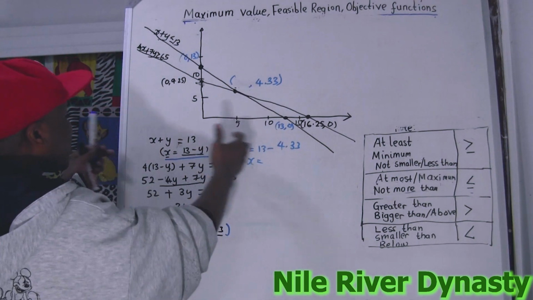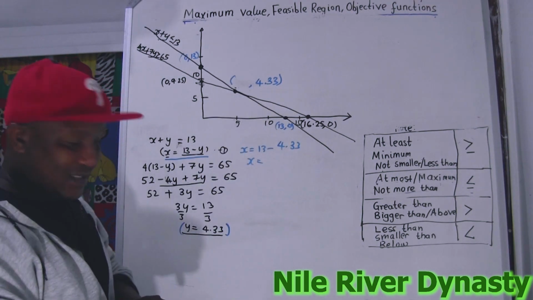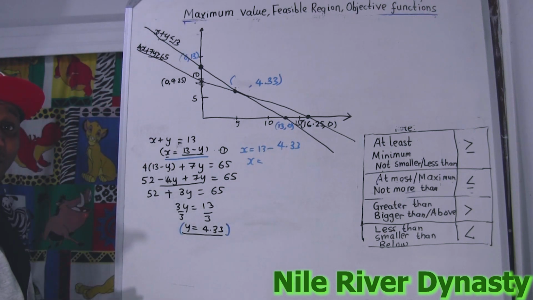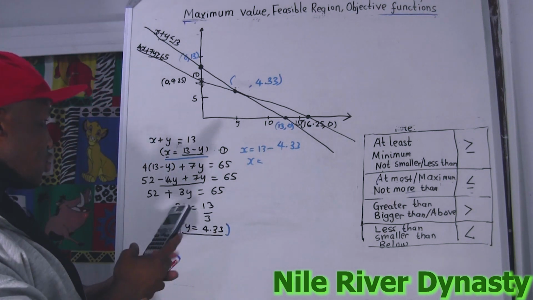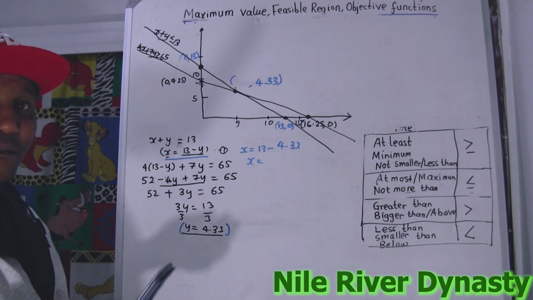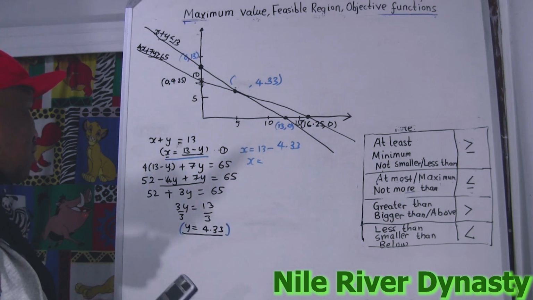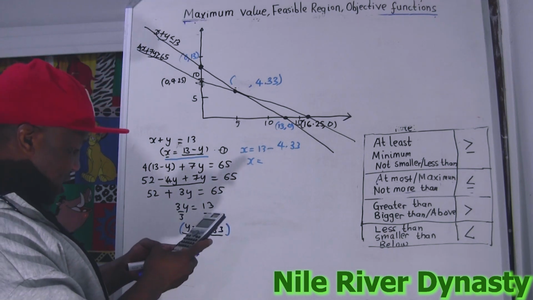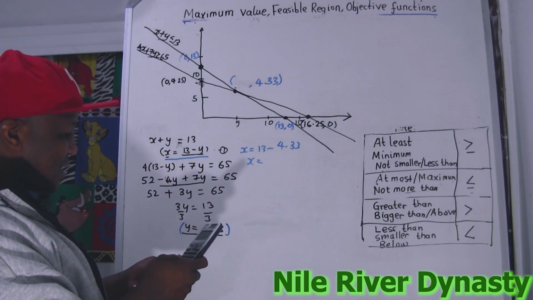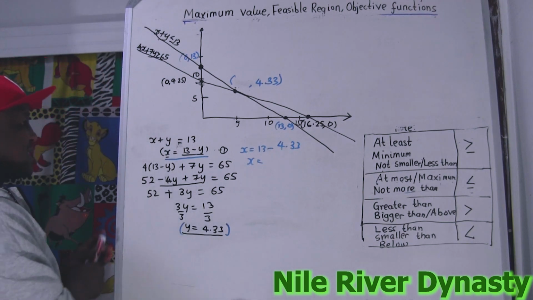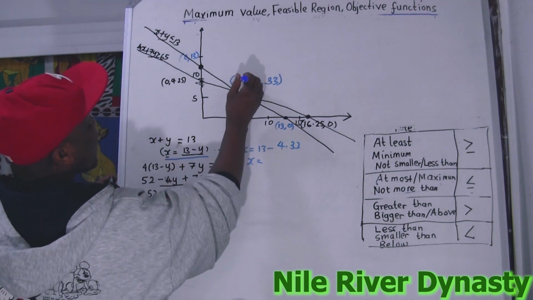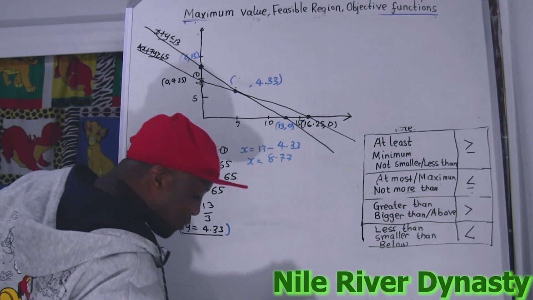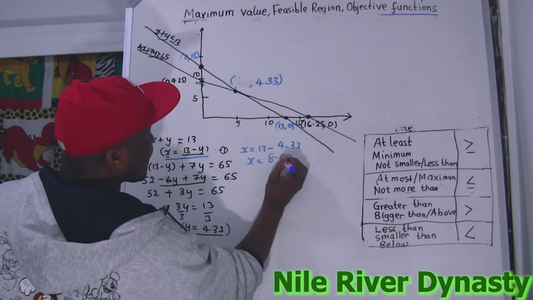And why do I solve like this? Because this graph has an intersect. You can refer to my simultaneous equations videos just in case you don't know how to do simultaneous. If you have another method, you can do it as long as you get to the answer. So 13 minus 4.33 gives us 8.67. So the value of x equals 8.67.